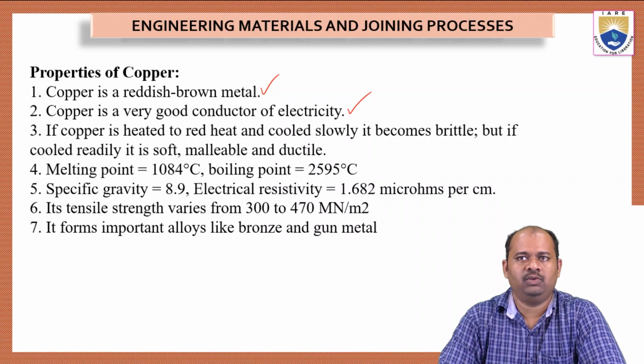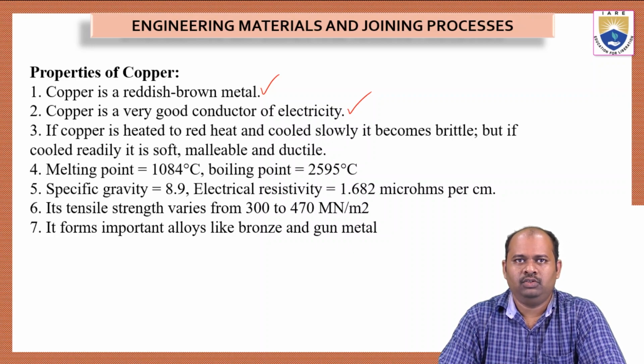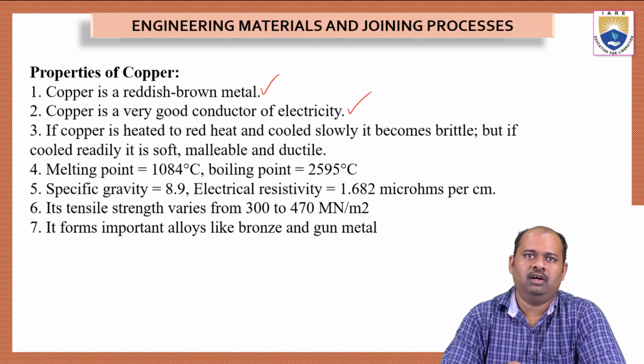So this is a very peculiar behavior of copper when compared to iron. Whereas iron, when it is rapidly cooled, will become brittle, on the contrary, copper, when it is rapidly cooled, will become more malleable and ductile. When it is cooled slowly, it will become brittle. So this is one peculiar property of copper.